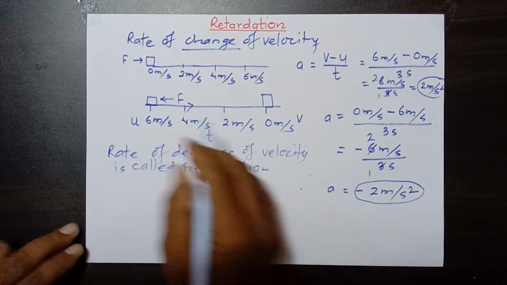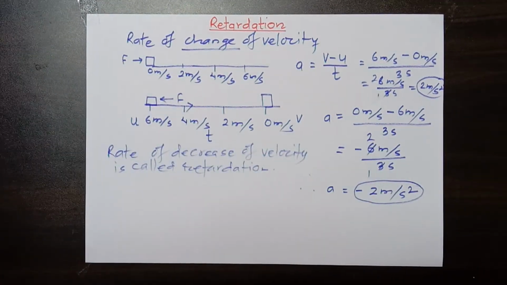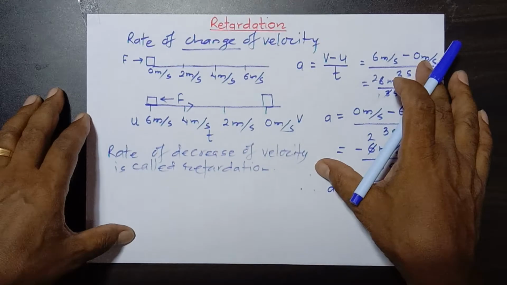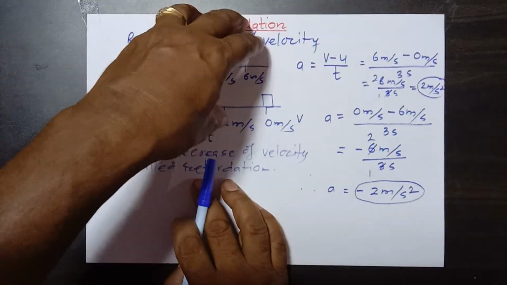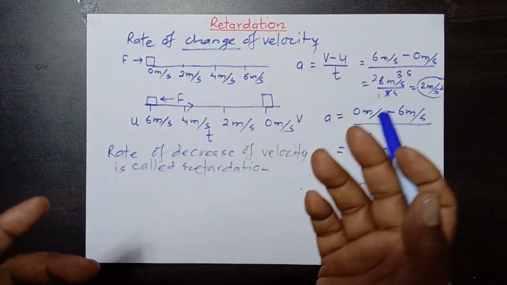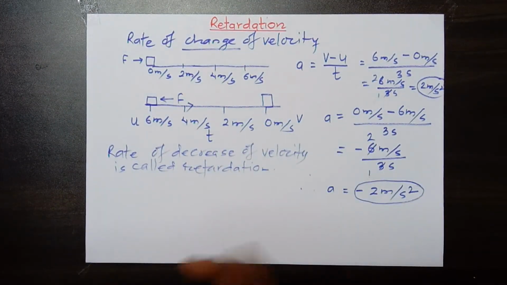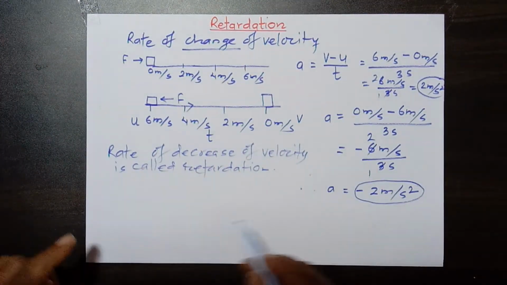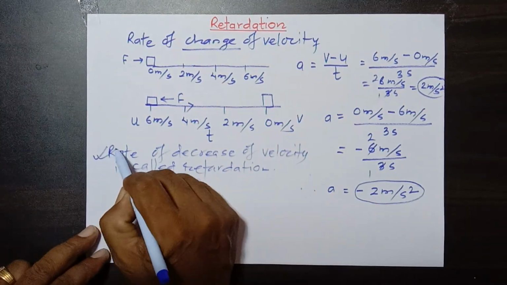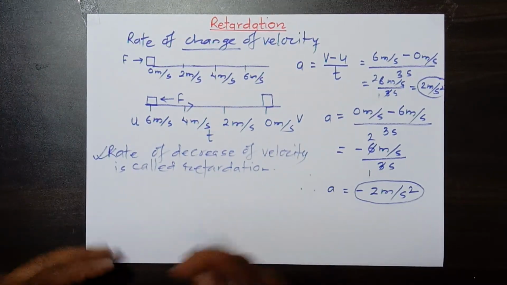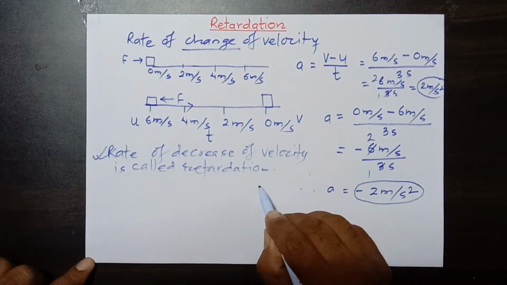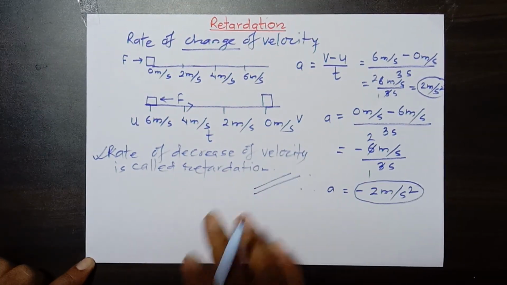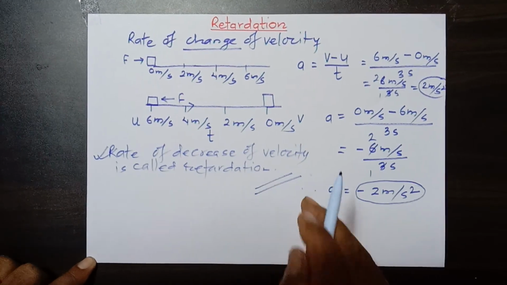Look at this: rate of change of velocity is acceleration, but rate of decrease of velocity, a particular case of acceleration, is retardation. Somewhere this may be written as a definition, but somewhere it may be written that negative acceleration is called retardation, and I suggest you write this definition for retardation. Okay, this much for today.